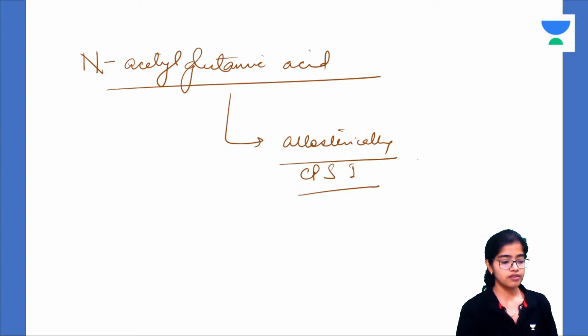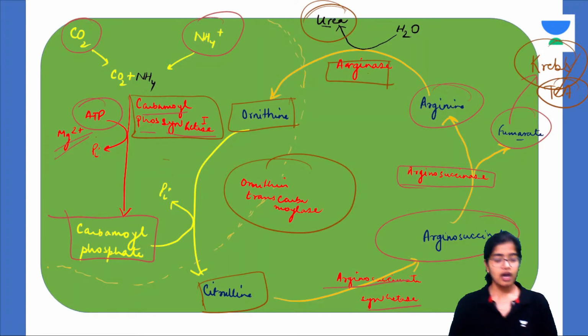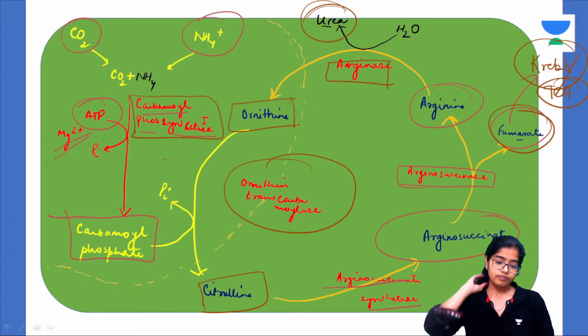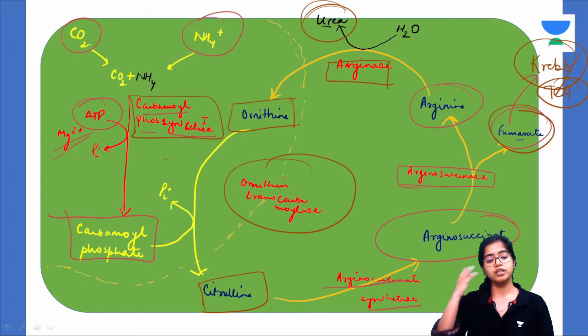Let us just revise it again. How is it linked to the Krebs cycle? It is linked through fumarate. Fumarate links the Krebs cycle and the urea cycle together. How? When it moves from the urea cycle to the Krebs cycle.